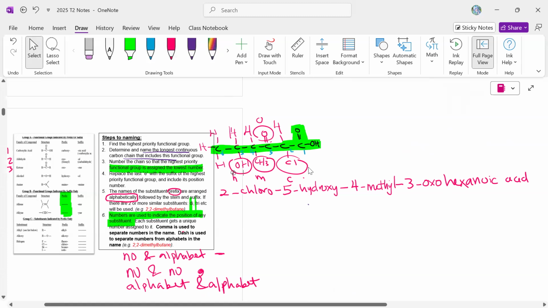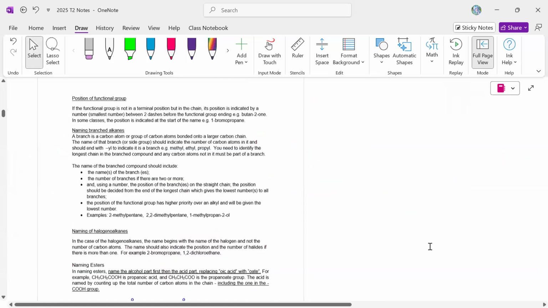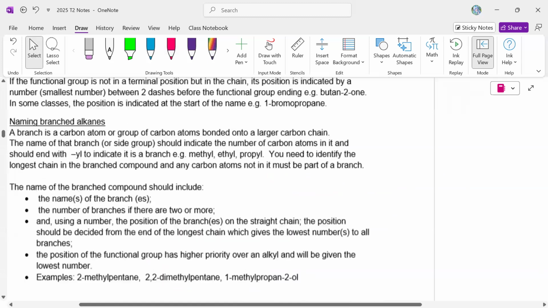Why is the numbering jumping 2, 5, 4, 3? Because I am not supposed to arrange according to numbers. I am supposed to arrange according to alphabet. So C comes before H, before M, before O. If you have di and tri being used, those are not included in judging the alphabetical order.